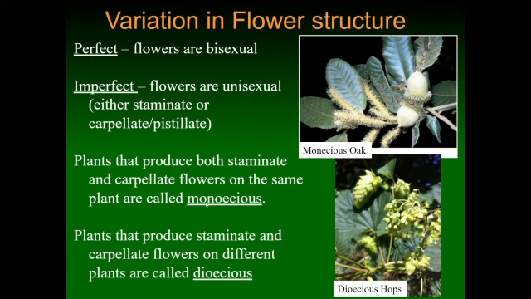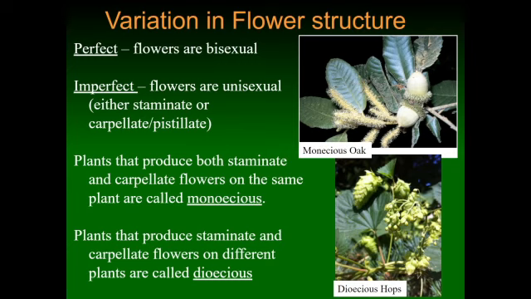Same thing. Plants that produce both staminate and carpellate flowers on the same plant are what we call monoecious. Monoecious means that plant has one house. They produce both male and female flowers. They're all the same. They're monoecious. So mono, of course, meaning one. They have one type.